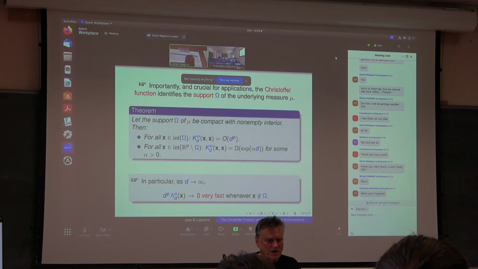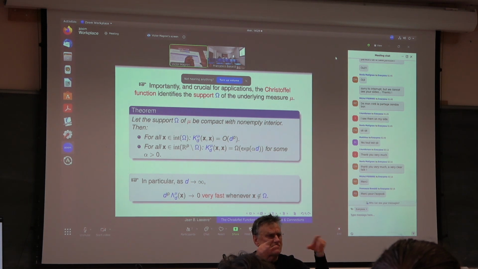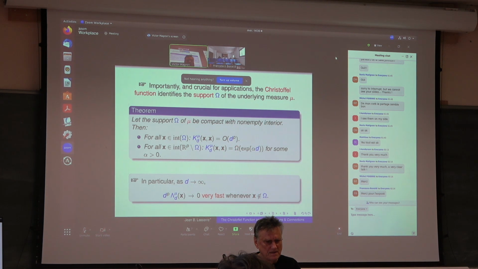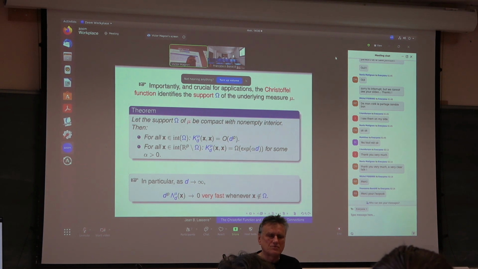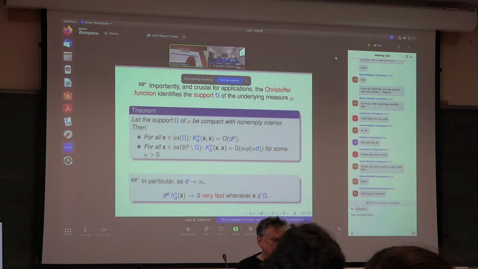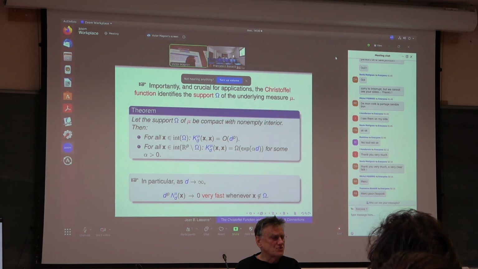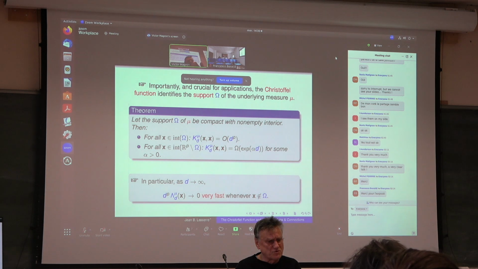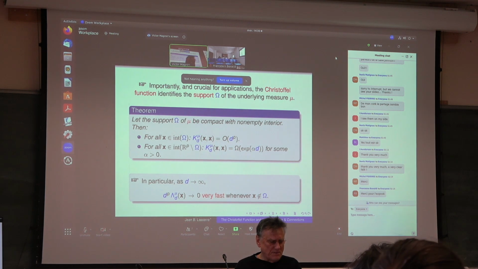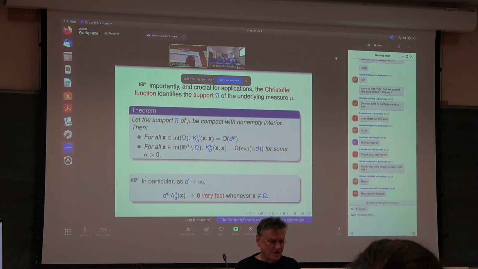Okay. And now I come to the crucial point that will explain to you why you have this nice property of identifying the geometric shape of your cloud. One way to summarize this property is that the Christoffel function associated with this measure mu, think about your empirical measure you saw at the beginning, identifies the support omega of the measure. Why? So remember, we start from a set omega in R^p, and mu is supported on omega. The support of mu is exactly omega.